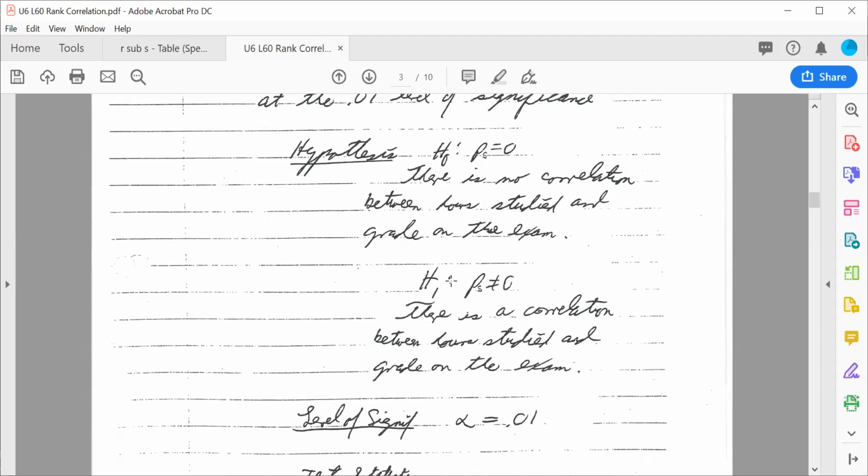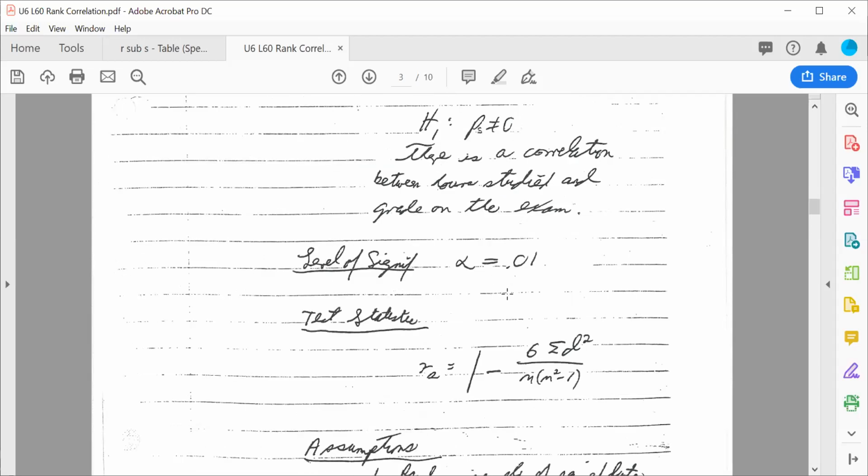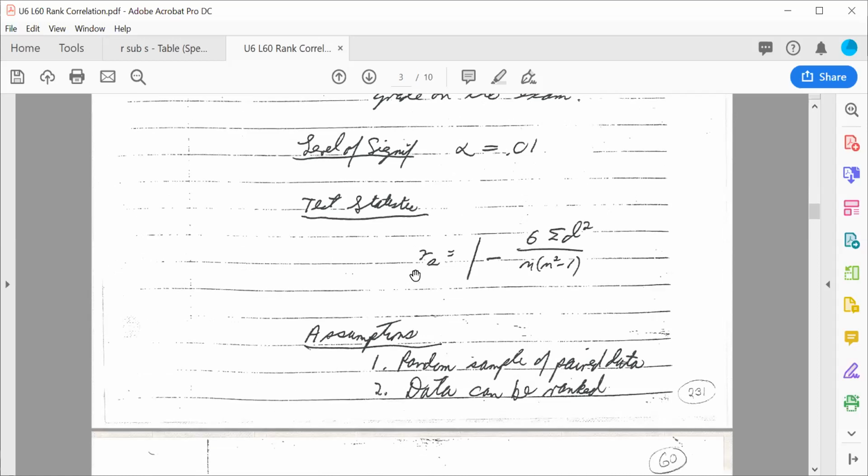So look at the hypotheses, always the same. Rho sub S equals 0 versus rho sub S does not equal 0. There is no correlation between hours studied and grade versus there is a correlation between hours studied and grade. Look what word is purposely not there. Do you see the absence of the word linear? Yes, the word linear is never used with rank correlation. Significance level 0.01. The R sub S value is, just copy it.